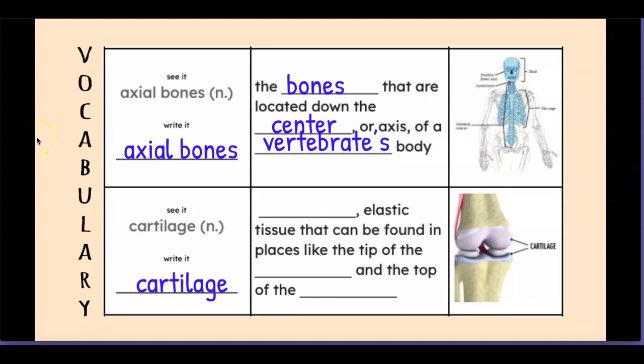The next word is cartilage. That's a noun. Say it with me. Cartilage. Some people say cartilage. It's cartilage. It's strong, elastic tissue that can be found in places like the tip of the nose and the top of the ears. And you can feel it there. Feel the tip of your nose and feel the top of your ears. Feel what that cartilage feels like.